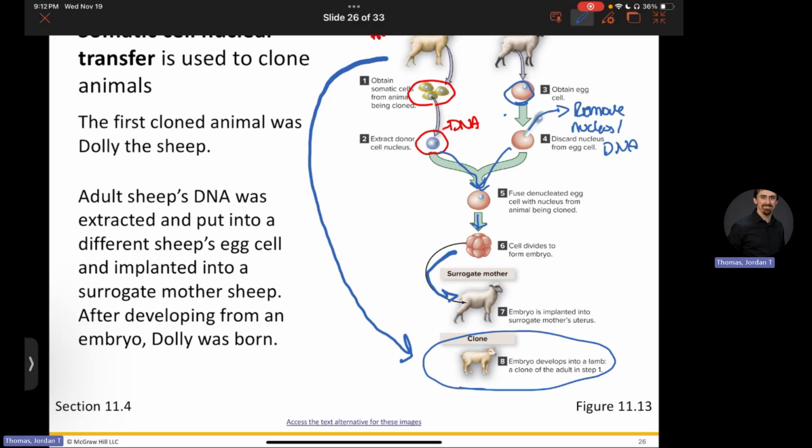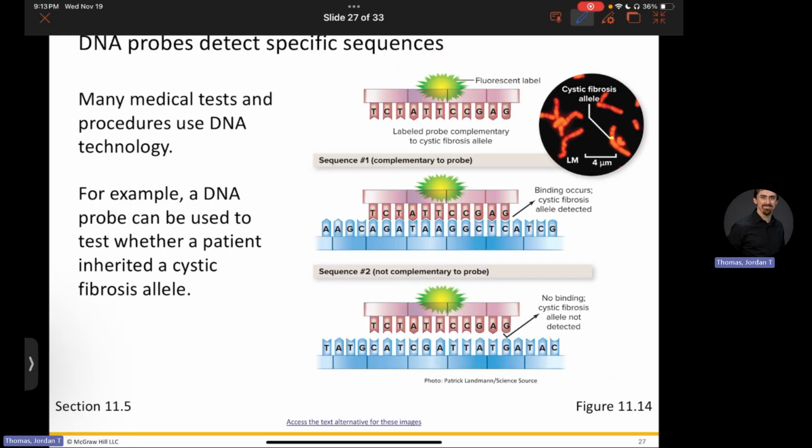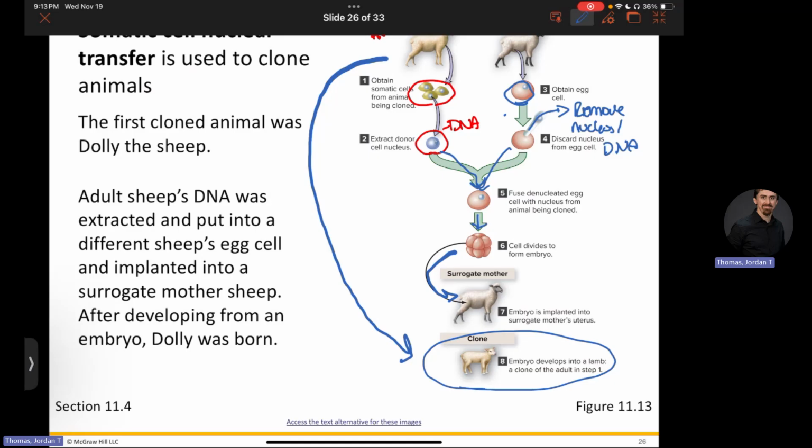So in complex organisms, we can take the DNA from a cell, put it in an embryo, and create a clone of that individual. And now this sounds like a very simple process, but it's very complicated. It's harder to do, and there's a lot of ethical issues with it as well. But this is how we can do cloning in more complicated organisms, such as sheep.